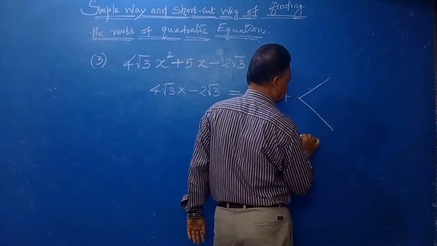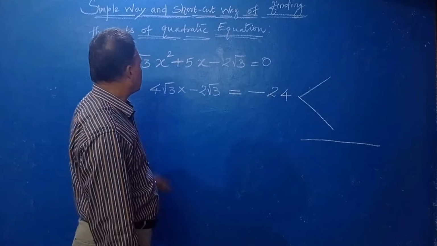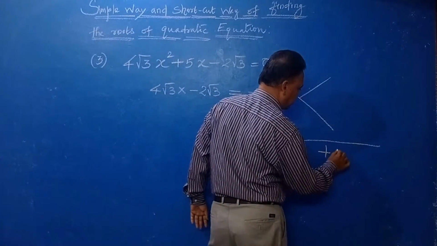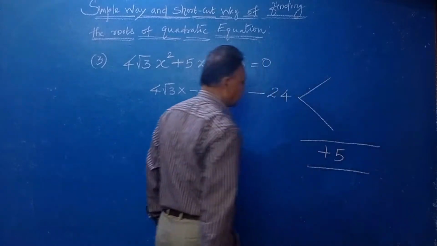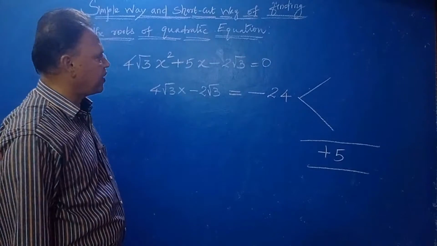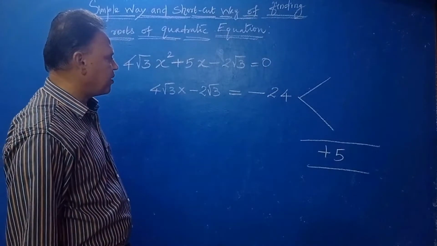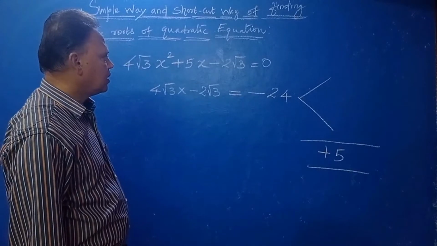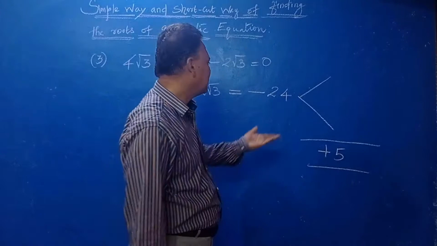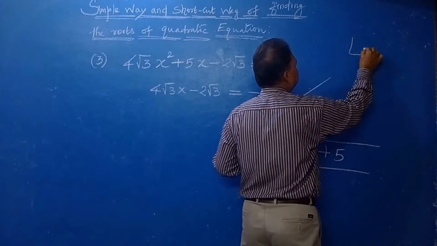Split it up into 2 factors, so that you get the middle term as plus 5. Understand? Such factors you have to find now. 24, so to get 5, what are the factors of 24? 8 into 3. Understand? Very simple. Easily. Or if you don't know, you put it like this and check.